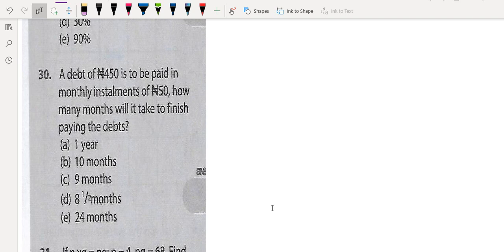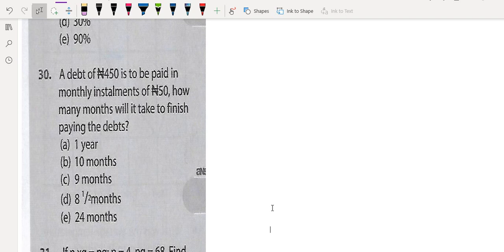Debt. B is silent, please. B is silent. Chidera. Debt. Read again. A debt of... Who is he calling it debt? A debt. Oh, let's go.